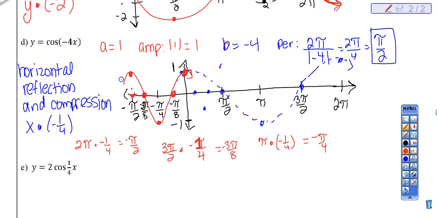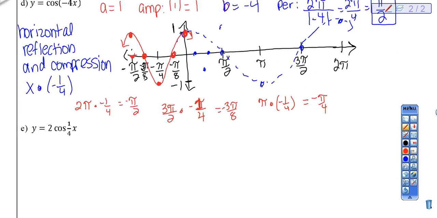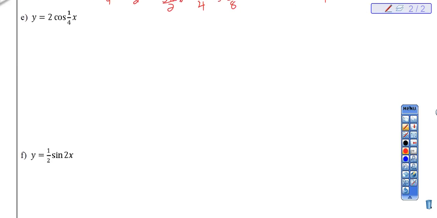Again, I don't mind if you do these things in steps, like you compress it first and then reflect it, or if you do them both at the same time. That's up to you and your comfort level. So what I'd like you to do is try these last two where there's a vertical and a horizontal action happening on a sine and a cosine graph. Press pause, try them out, and then come back to the video and let's see how you did.